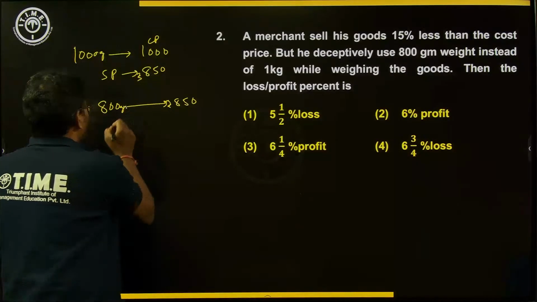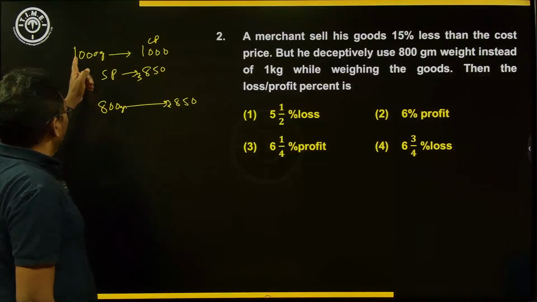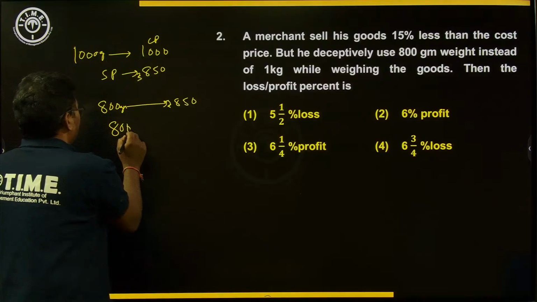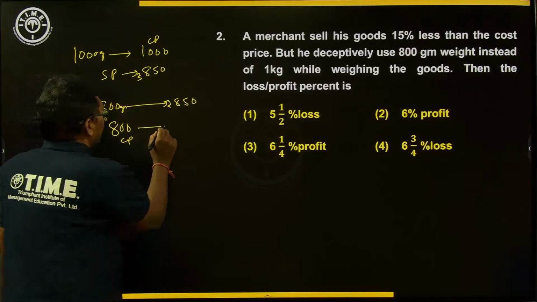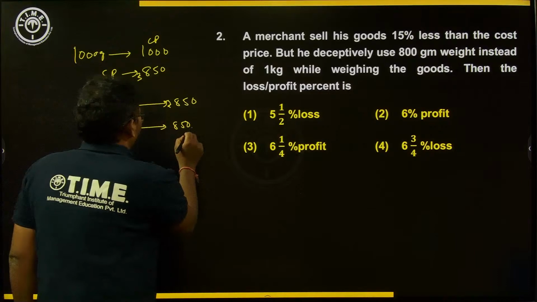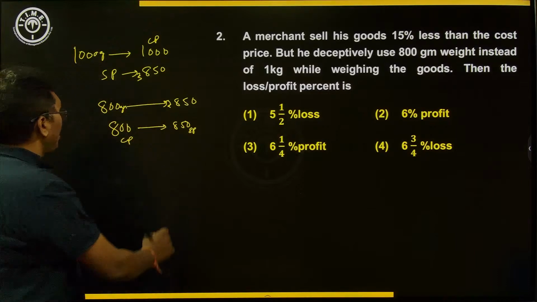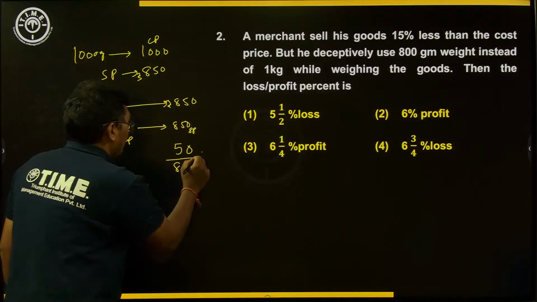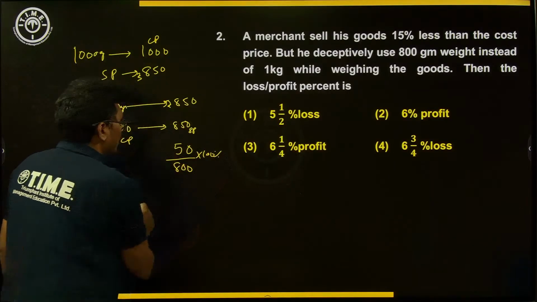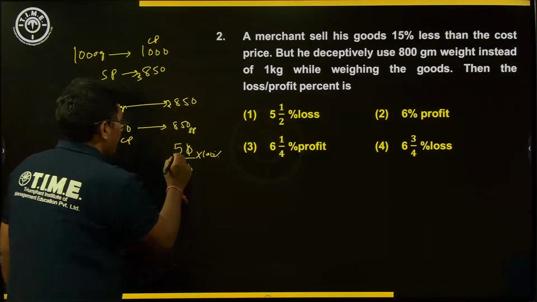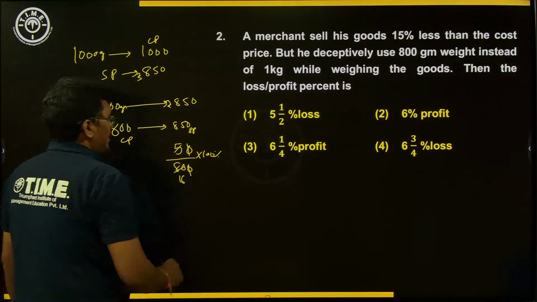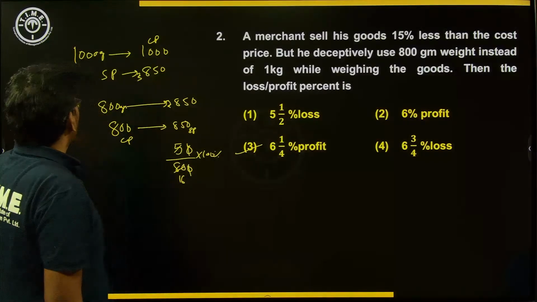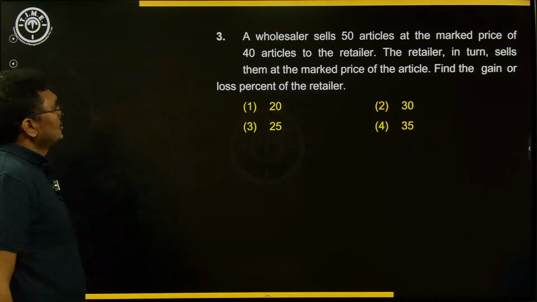This is 800 grams. So what is the cost price of 800 grams? Here 1000 grams cost price is 1000, so the 800 grams cost price is 800 rupees. The selling price is 850. So what is the profit? Profit is 50 rupees and cost price is 800, into 100%. If you simplify, the zeros get cancelled, and 5 by 16 times 100 is nothing but 31 by 4% profit. Okay. Next.